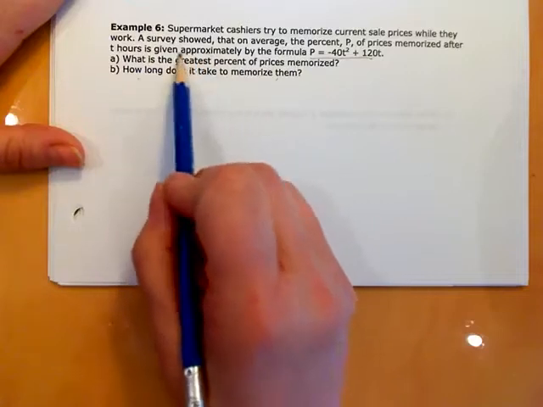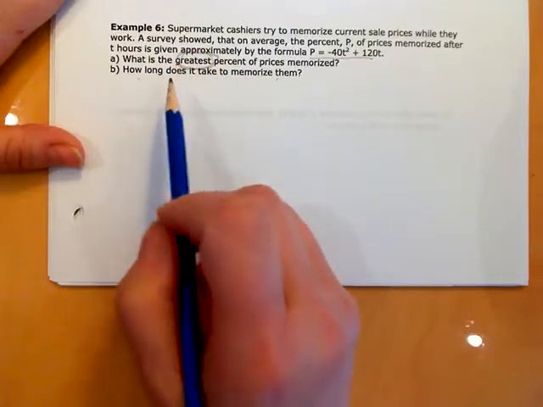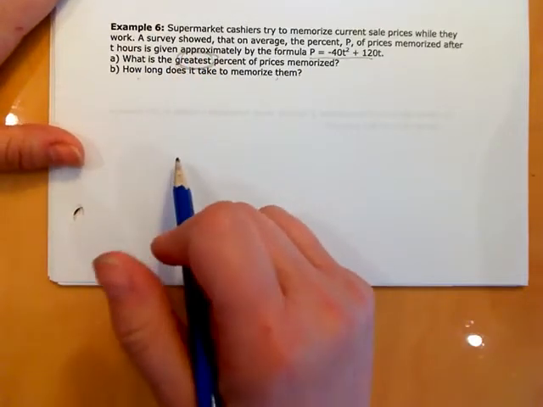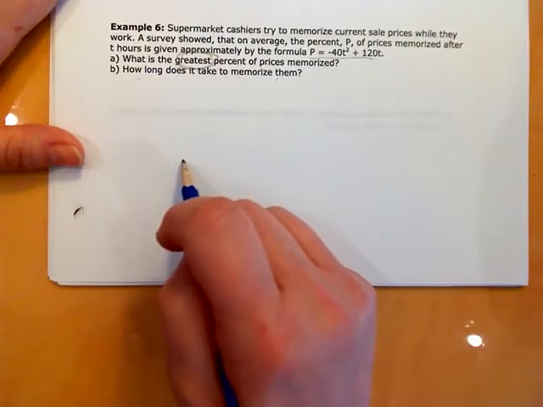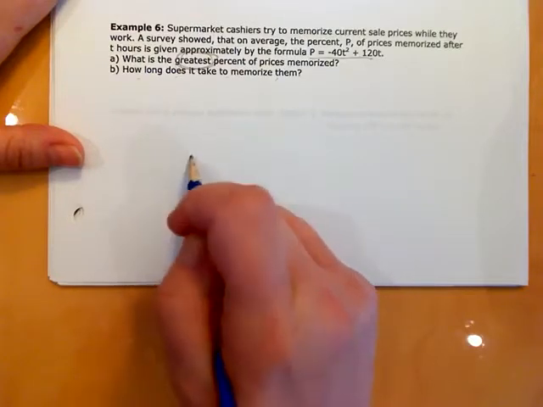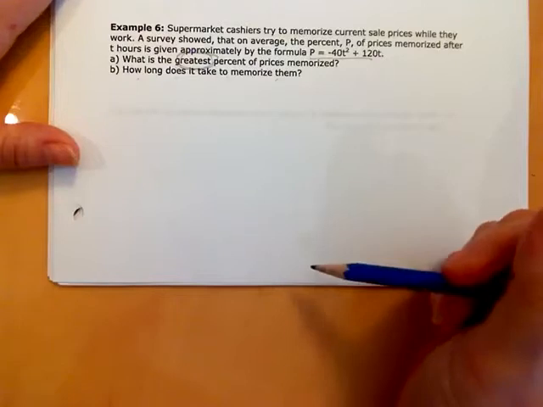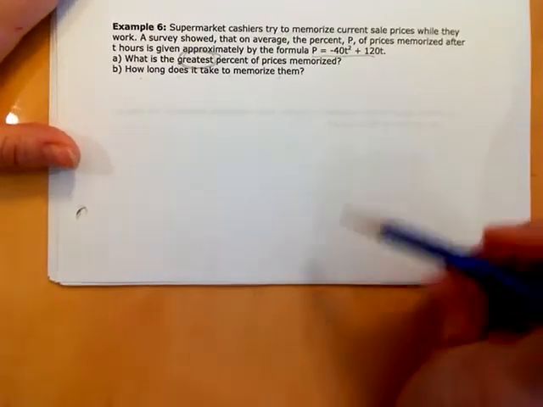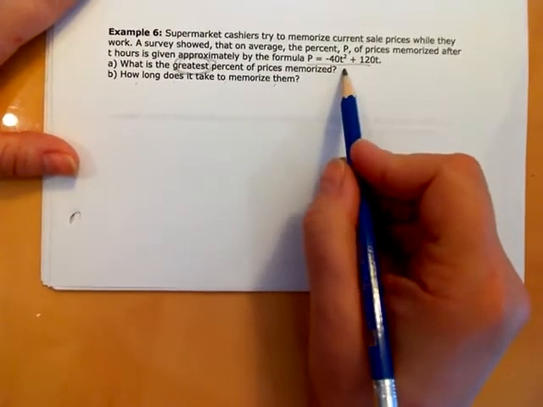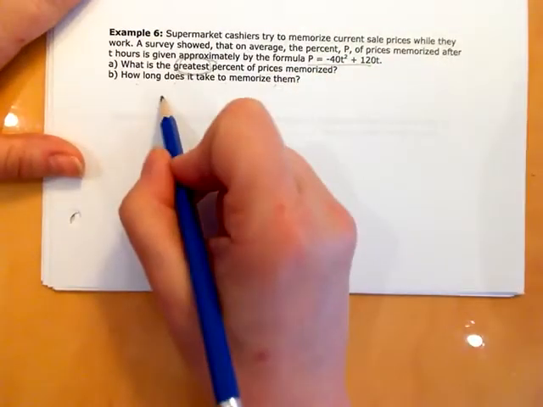So, as soon as you see greatest or least, you know you're looking at a parabola in vertex form, because the vertex tells you the greatest or the least point on the curve. So we need to put this into vertex form. Let's do it.